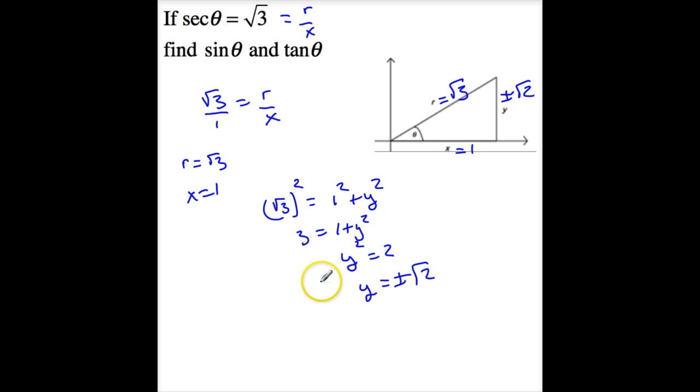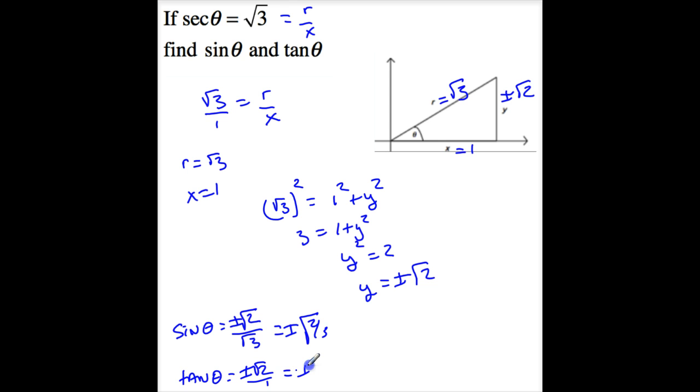All right, so as soon as I have this, if I want sine of theta, it is going to be plus or minus square root of 2 over the square root of 3. So this is plus or minus the square root of 2/3. Now in calculus, you do not have to rationalize. What about tan theta? Well, that's going to be plus or minus the square root of 2 divided by 1, or just plus or minus the square root of 2.